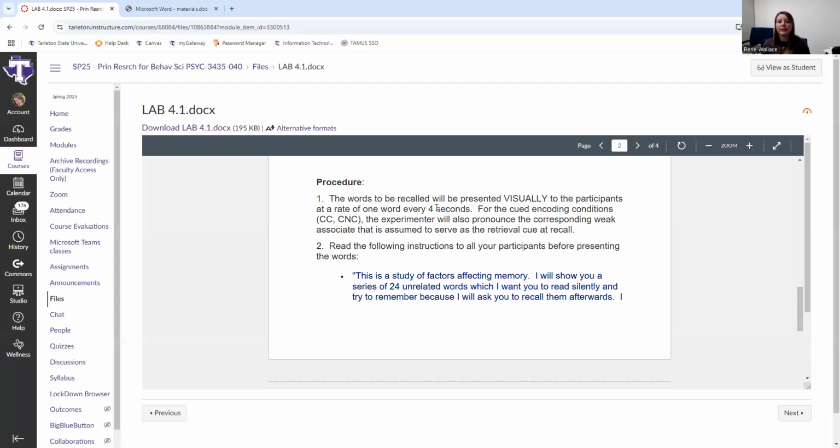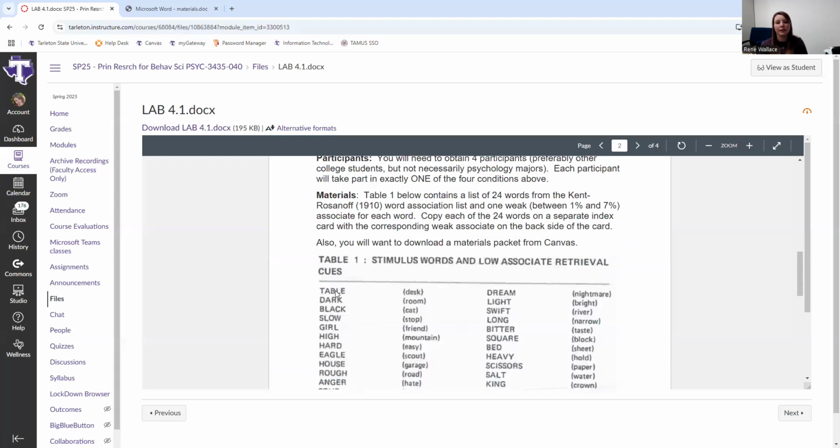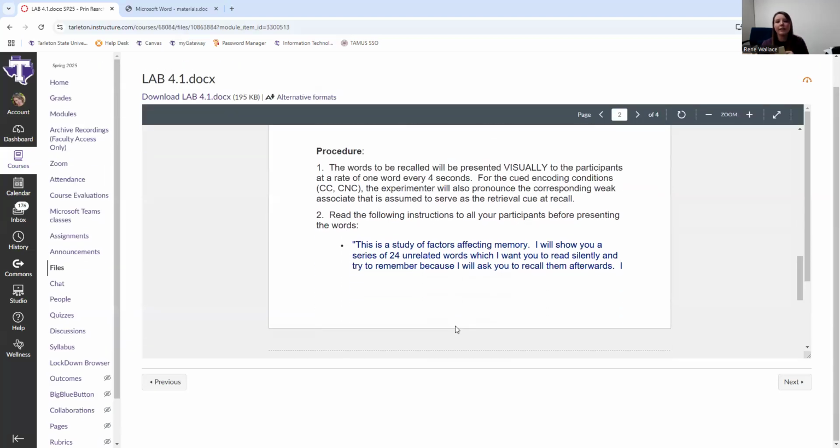If they're in the CC condition or the CNC condition, you're going to say that corresponding weak associate word on the back when you hold it up. So if it's table, you're going to hold it up, they're going to read table. You're not going to say table, you're not saying the word on the front. They're going to read it, and then you're going to say desk. And you hold up the next one. They're going to read dark, and you're going to say rude. And you'll proceed like that if they're in the CC or the CNC condition.